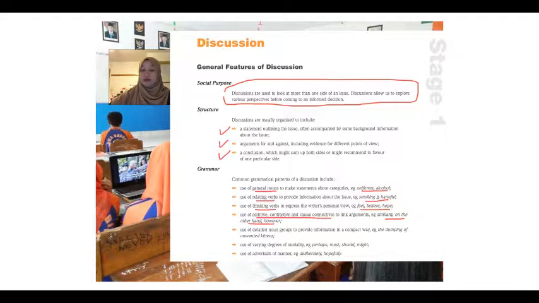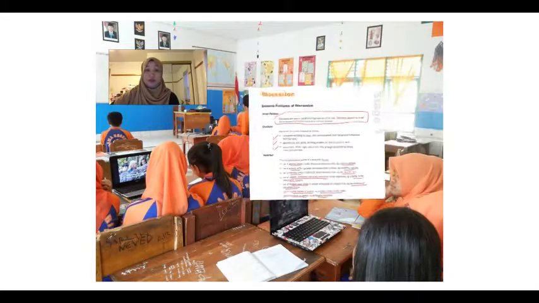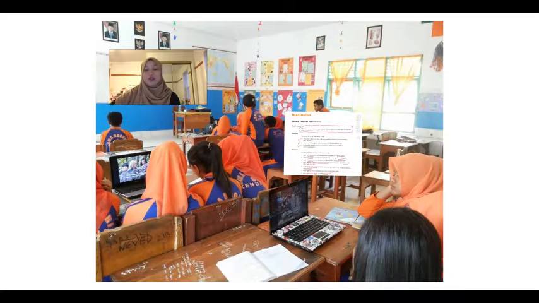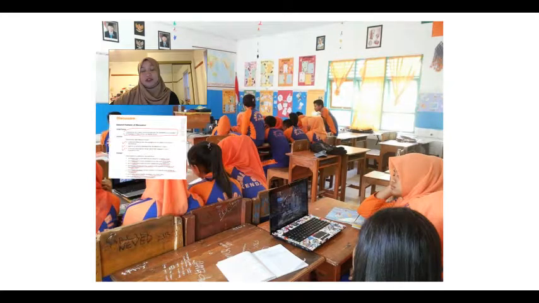Use of detailed noun groups to provide information in a compact way, for example, the dumping of unwanted kittens. So keep your sentence as simple as possible. Use of varying degrees of modality, for example, perhaps, must, should, might. Use of adverbials of manner, for example, deliberately, hopefully. You can learn about all these grammatical features separately with English grammar books. So now let's see an example of a discussion text.